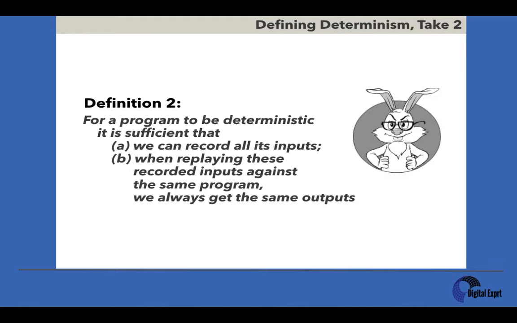If we record all the inputs that the program is capable of dealing with, when we replay those recorded inputs against the same program, we always get the same outputs. This is determinism. There are no variations. There are no loose ends. Everything is airtight. This is a good definition of determinism. Record inputs, you can replay them to your heart's content. Each time you replay them, you get the exact same outputs as previously.